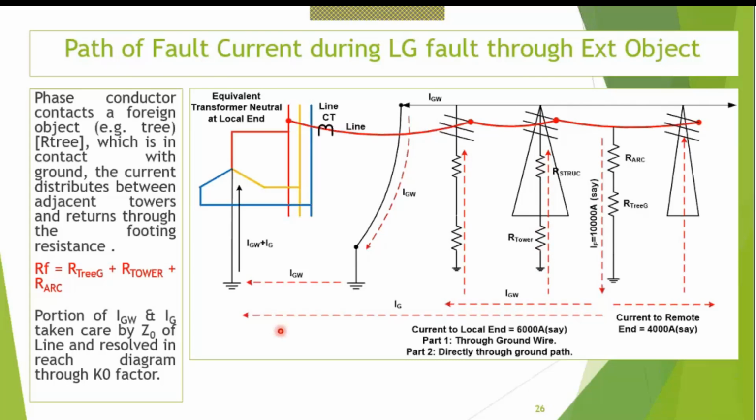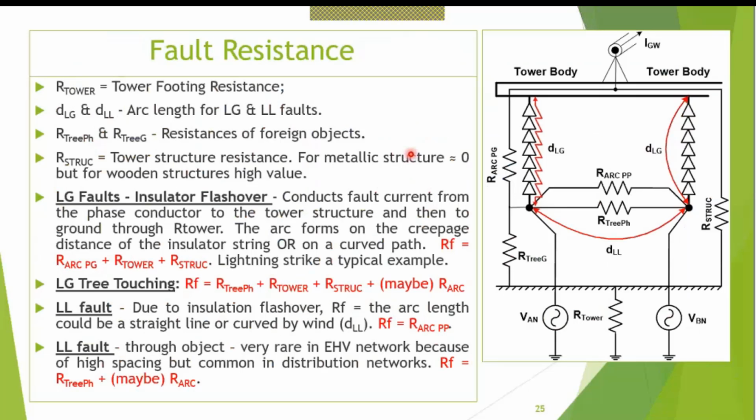Okay, now I am going back to the previous one. Over here I have a diagram of a tower body. This is the ground, and these are the phase conductors. Let us take this as the tower body, and this is the tower footing resistance to the ground. And this is a structure resistance. You can consider this structure resistance included in the tower footing resistance also and consider this as zero resistance.